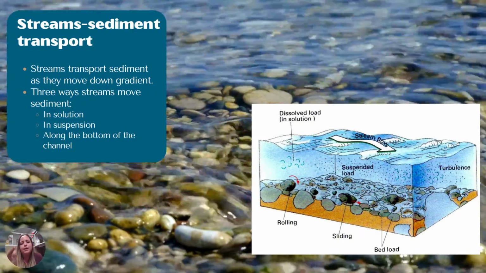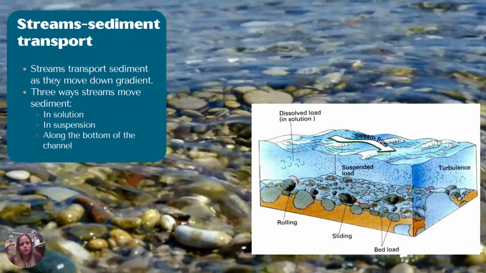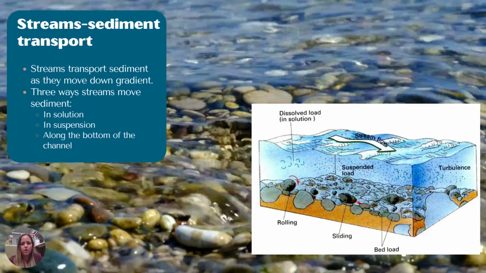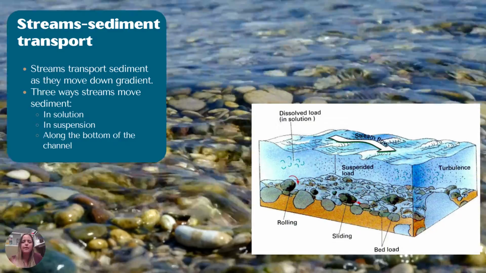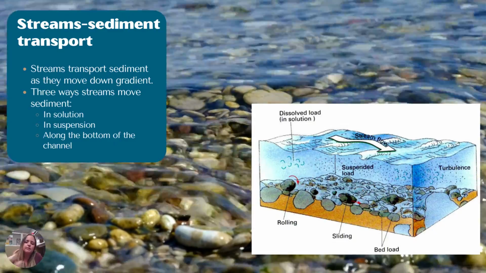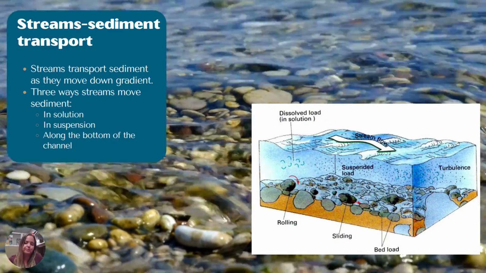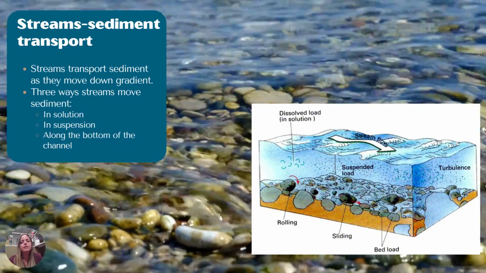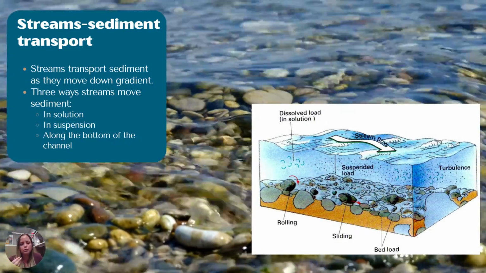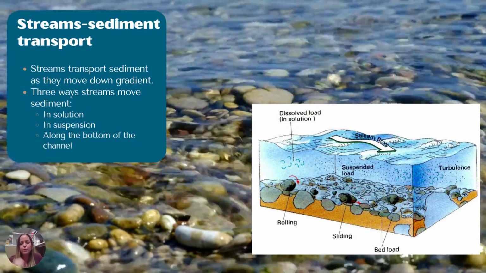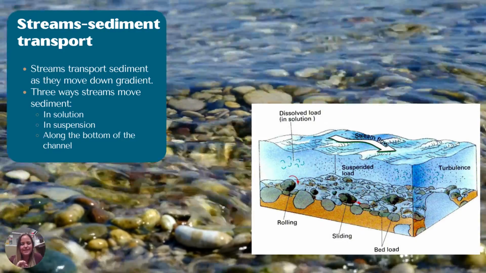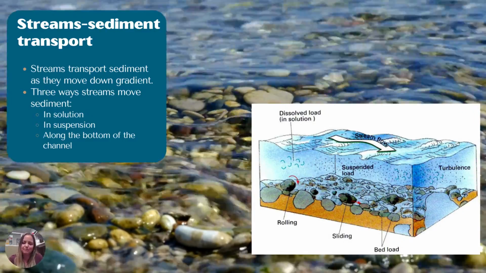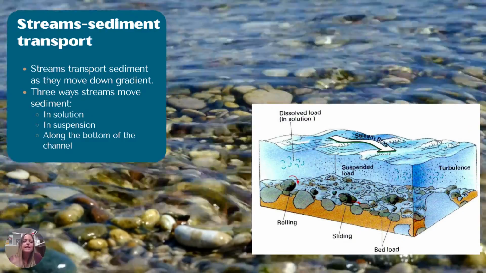In suspension is in the water column. So these are smaller particles that are closer to the density of the water and are being moved by that water column in suspension, basically. And then dissolved load or in solution is particles that are so small, they are moving with the water molecules. So these are teeny tiny little pieces of sediment that are moving basically in solution.